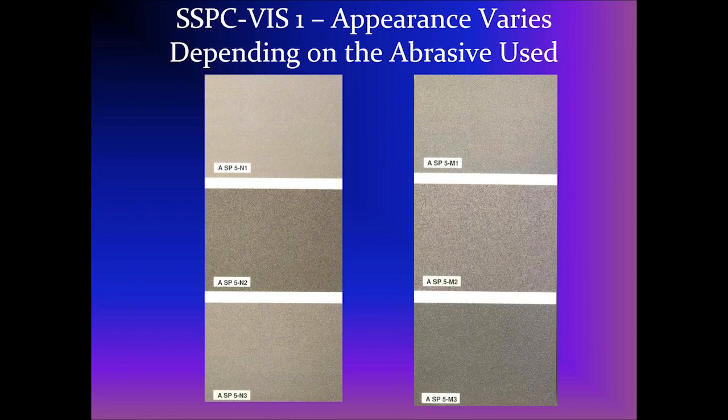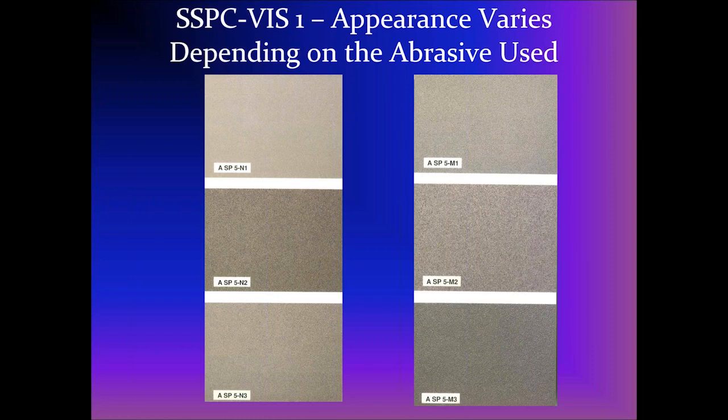This shows another series of photos that represent a white metal blast with different abrasives being used. So when you step back and look at that, you see all the different colors and hues. This is not a color standard. That's the point of these slides. This is a cleanliness standard. So when you look at it, these are all white metal blast.